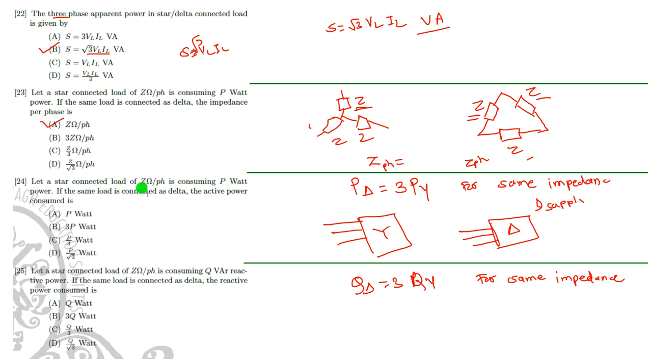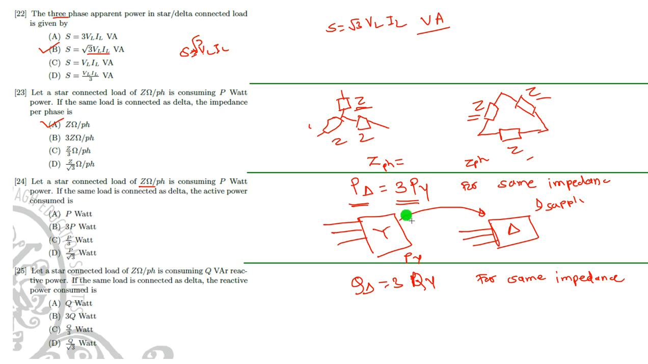The star connected load is consuming P watt. Earlier these three impedances were connected in star fashion, consuming power P watt. Now the same load is connected in delta fashion, then the power consumed increases by 3 times.